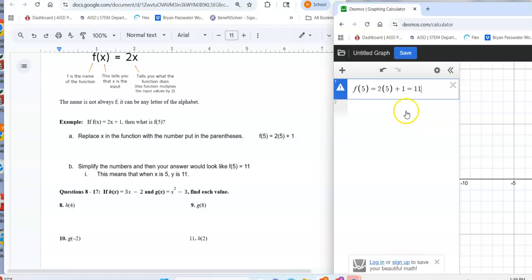And so that means there's a coordinate on f of x, 2x plus 1. That coordinate exists on this equation. That's really what that does.